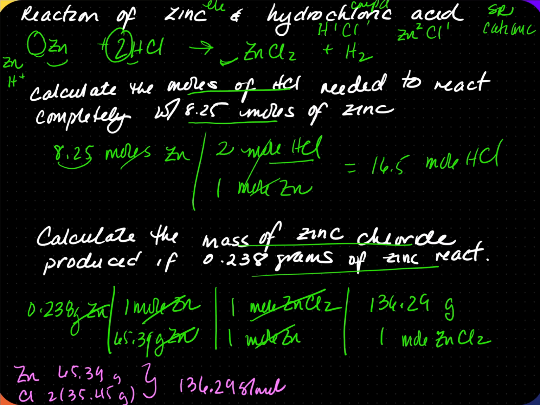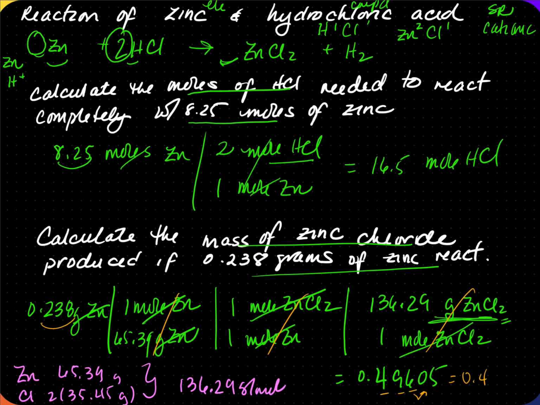So now I multiply everything because my diagonal units cancel out, and this is the unit I want, grams. So 0.238 times 1 times 1 times 136.29 divided by 65.39 times 1 times 1. This will give you 0.49605. So now I need to do sig figs. Conversion factor doesn't count. There's 3. So 1, 2, 3. I look 1 to the right, so it stays 0.496 grams of zinc chloride.